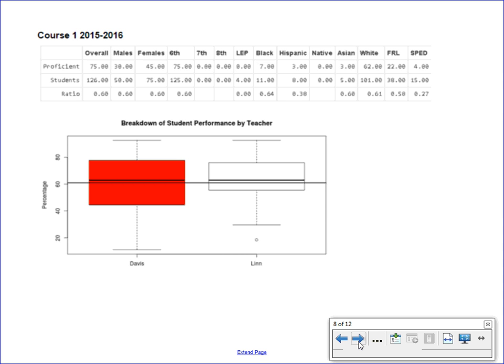Special ed is down a little bit compared to some of the other ones, as well as the Hispanic group. Hispanic group is a pretty small population though. So overall course one, we feel like we're right on pace as to what we were doing last year. We would project that we should be doing just as good, that our numbers should look about the same, and we had an outstanding year last year.